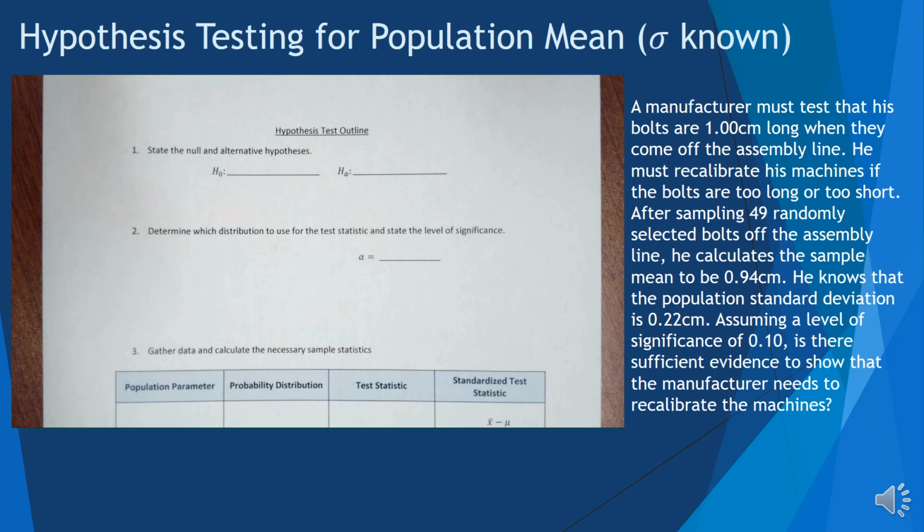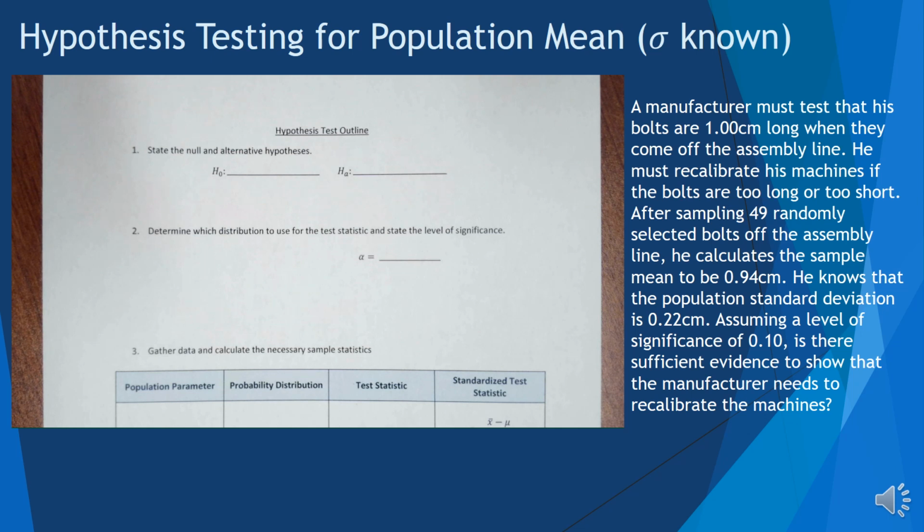In this video, we are going to go over some examples of performing a hypothesis test. The first example that we're going to go over, the problem is a manufacturer must test that his bolts are 1 centimeter long when they come off the assembly line. He must recalibrate his machines if the bolts are too long or too short.